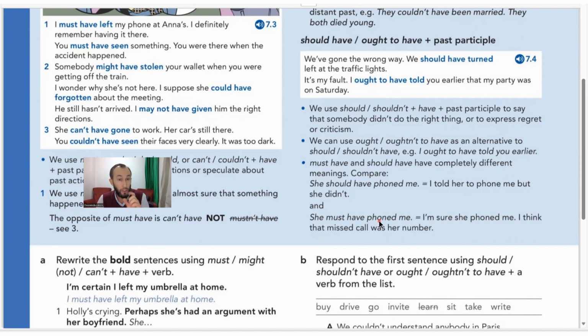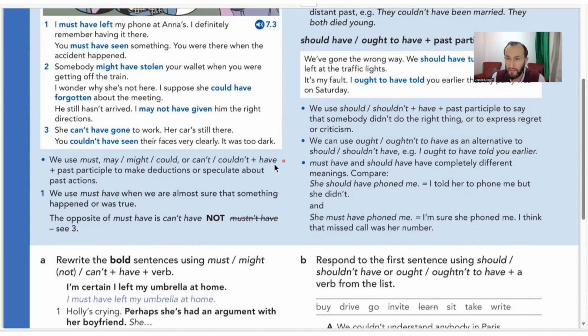But I'm just guessing. Someone called me, and I'm trying to guess. It's a missed call, and I can't see the name. So it must have been her, right? And that's it. Now we do the exercise.